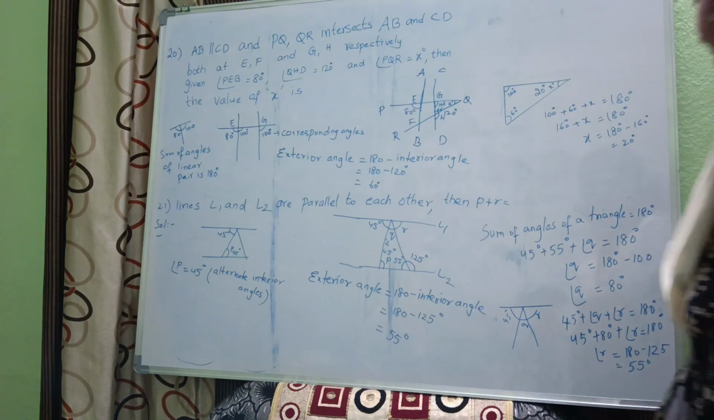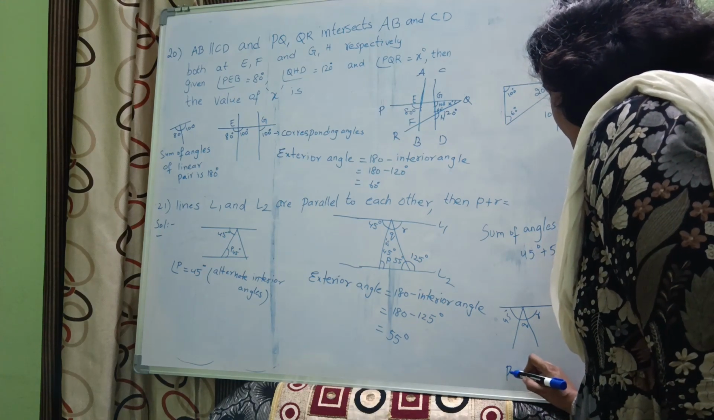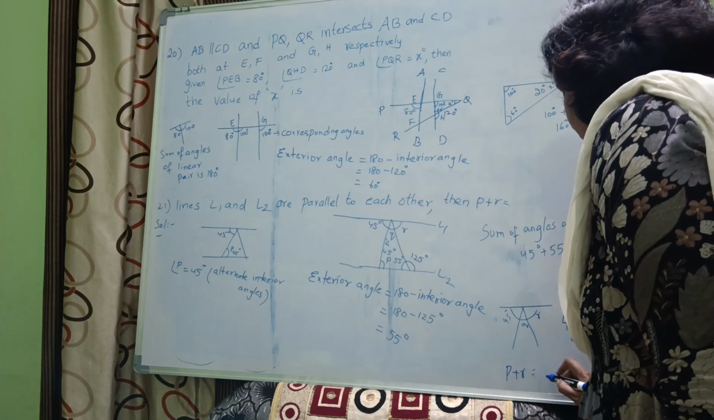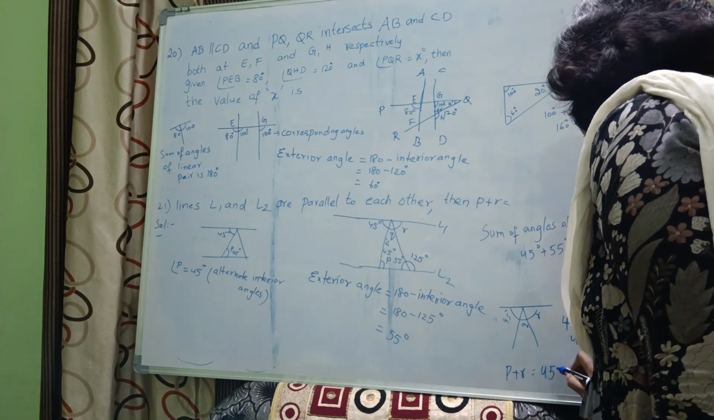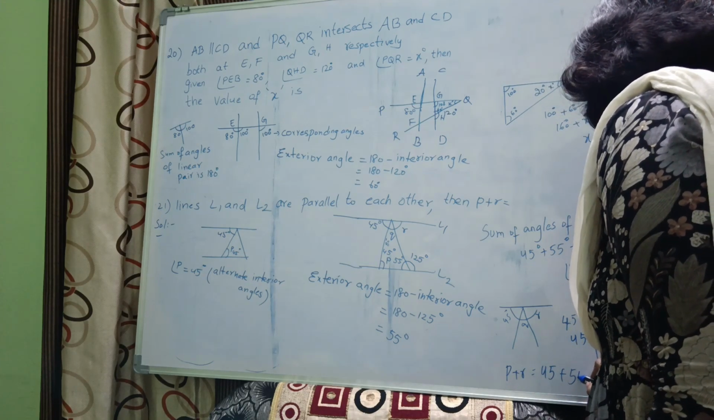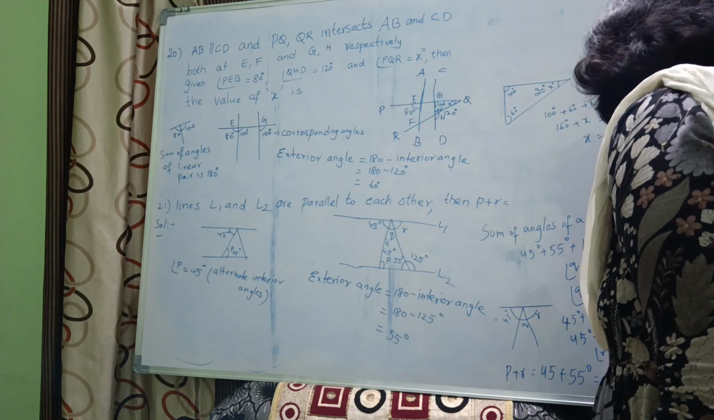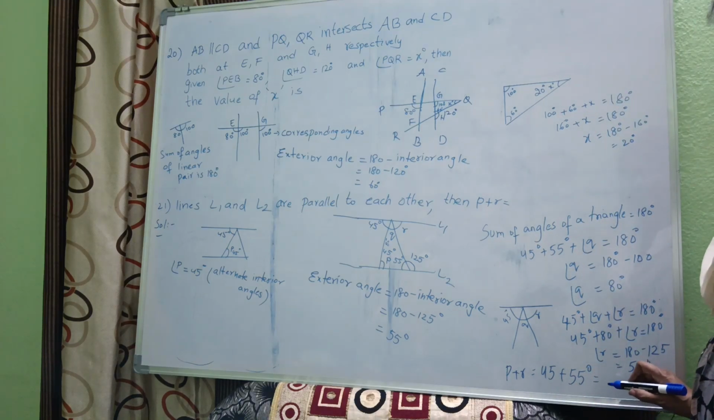Now what we need to find is P plus R. What is the P value we got? 45. What is the R value we got? 55. So what is the answer? 45 plus 55 is 100 degrees. The answer is 100 degrees. Got it?